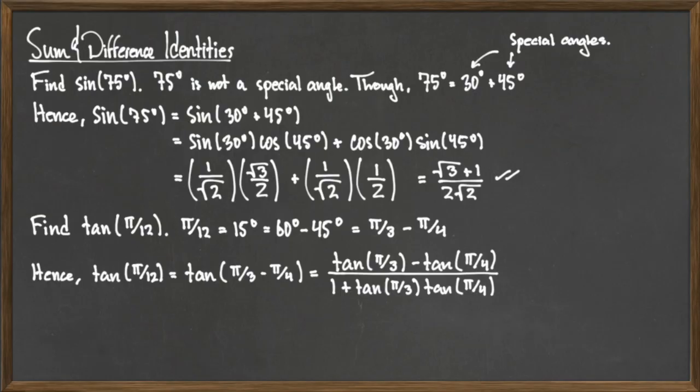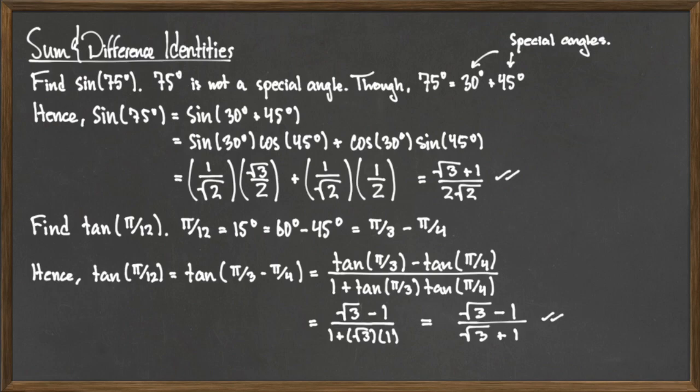trigonometric coordinates, and this is going to give us the square root of 3 minus 1 divided by 1 plus the square root of 3 times 1. And this is simply going to simplify as the square root of 3 minus 1 divided by the square root of 3 plus 1, and this is going to be the exact value of the tangent of pi over 12.